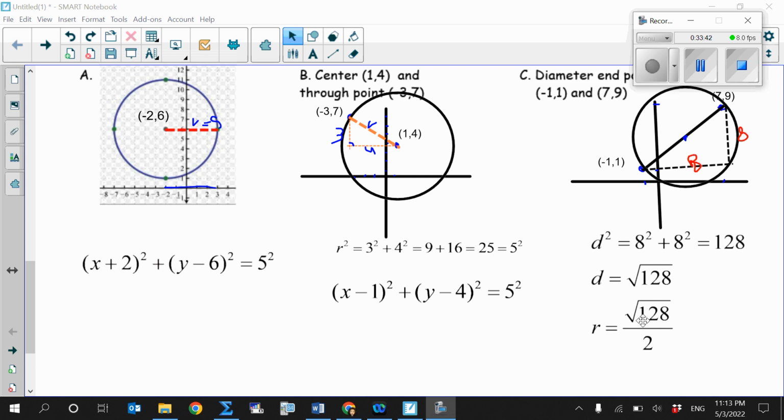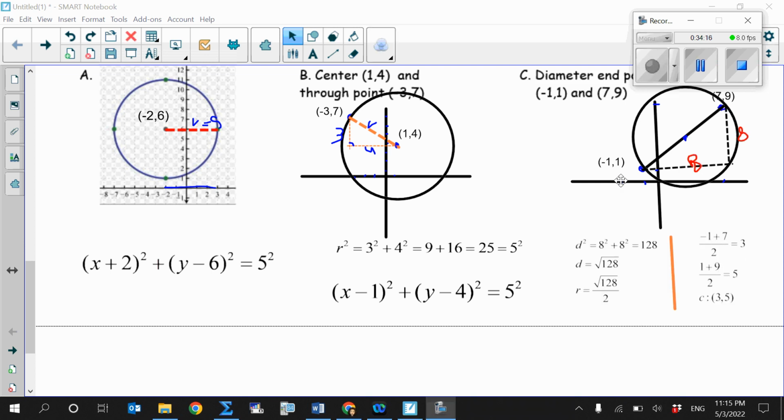Now we need to find the center. So what is the center? That's basically the midpoint between these 2 points. And we already know to find the midpoint between the 2 given points, all you need to do is to add the x values divided by 2. That's going to be the x of midpoint. And add the y values divided by 2. That will be the y of the midpoint.